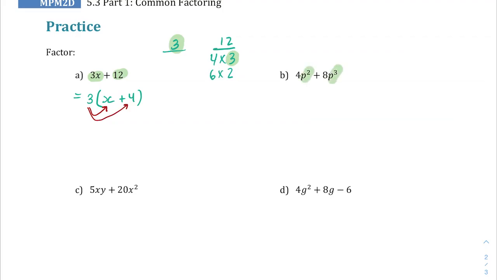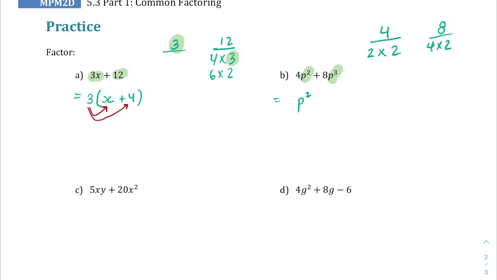Again, our strategy is always look at the variable first. And in this case, there's a p in both of them. We want to pick the one with the lowest power. So that would be p squared. Then you compare the coefficients, 4 and 8. What are the factors of 4? Factors of 4, that's just 2 times 2, because those two are prime numbers. You have 4 times 2.